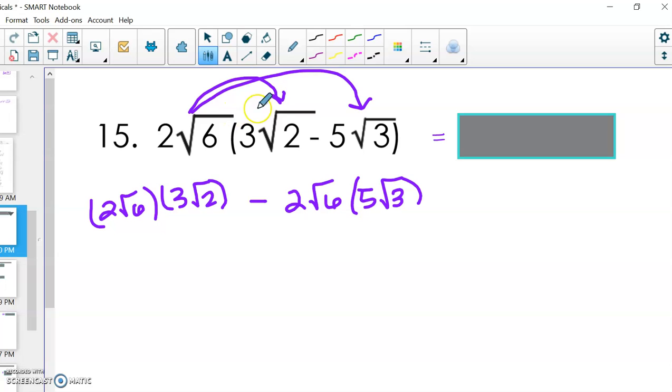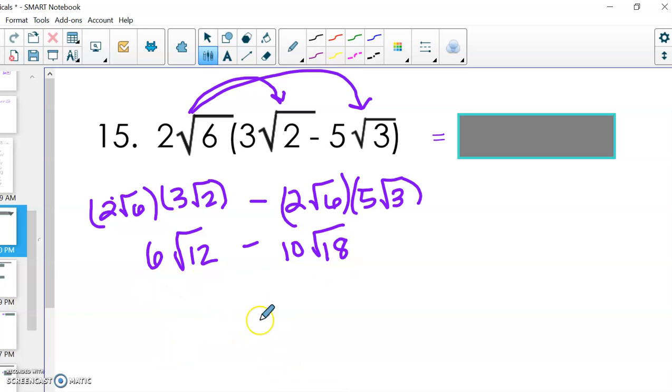All right, so distributing literally means multiplying each of these by the one that's out front. In this case, it's just a radical. So outside number times outside number, this becomes 6 root 12 minus outside times outside, inside times inside, 10 on the square root of 18.